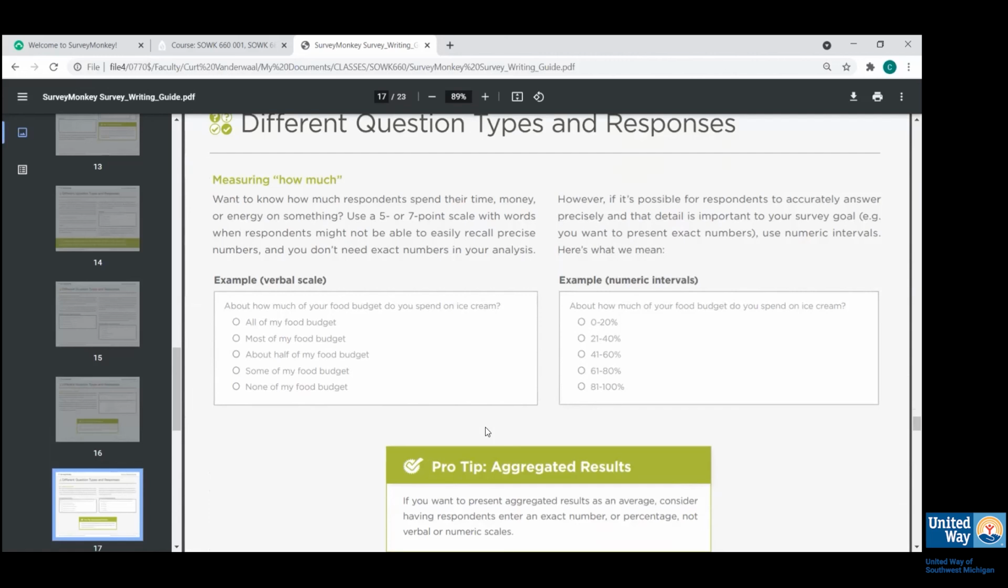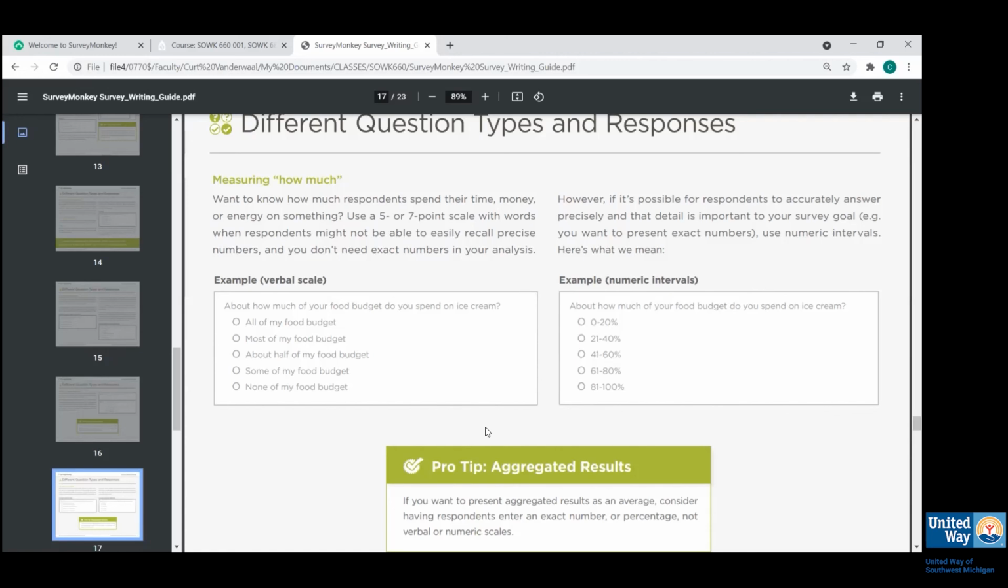All right, so they're saying, want to know how much respondents spend their time, money, or energy on something? Use a 5 or 7 point scale with words when respondents might not be able to easily recall precise numbers. So if you think that they may not know their actual budget or their actual annual income or their actual amount of time spent on the internet or their phone, you can ask questions that would be in ranges. All of my, most of my, about half of my, some of my, none of my, whatever the response happens to be. And that's a good example.